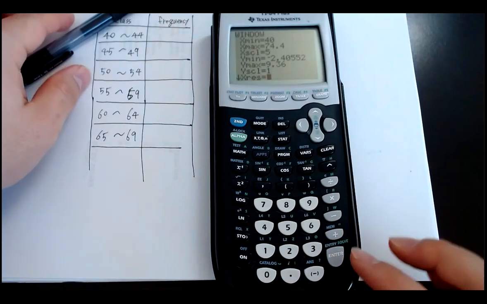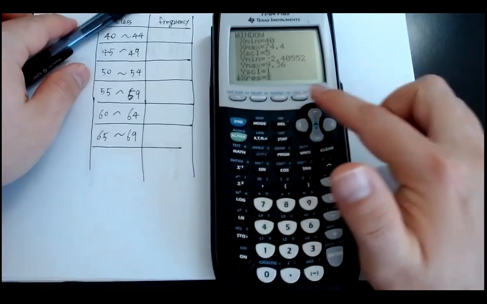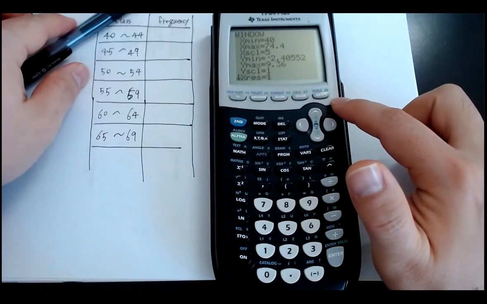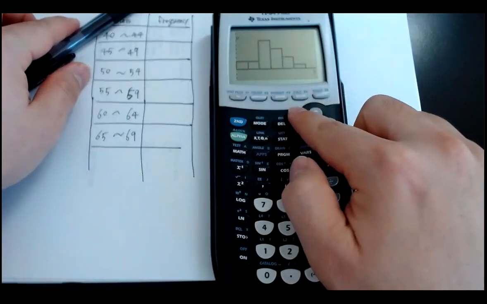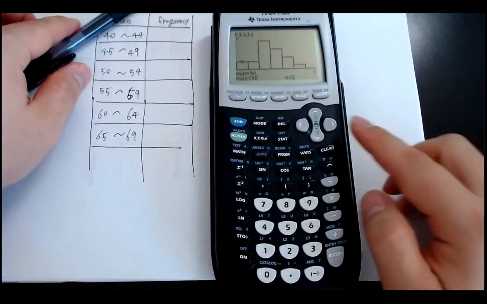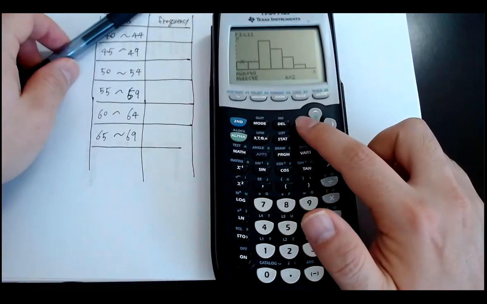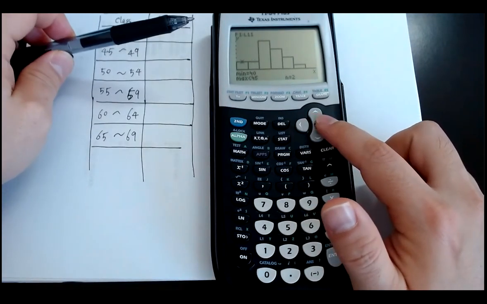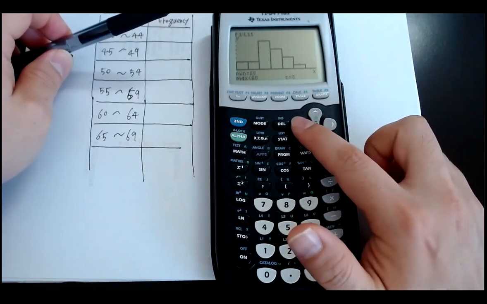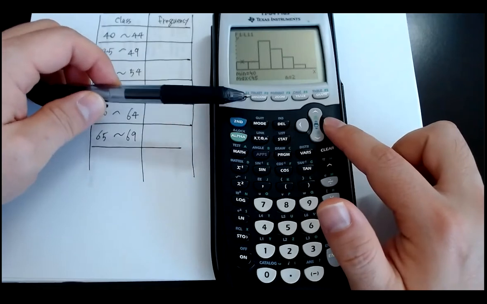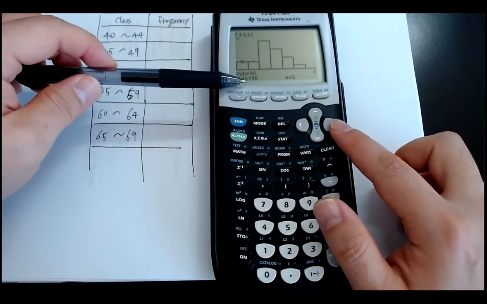Okay, so now we don't press zoom. You have to press graph. Okay, so now we press trace, so that we can figure out the lower class limit and the upper class limit for each class, and then the number of data, which is the frequency. So you see here, Xmin 40 and the maximum 45.